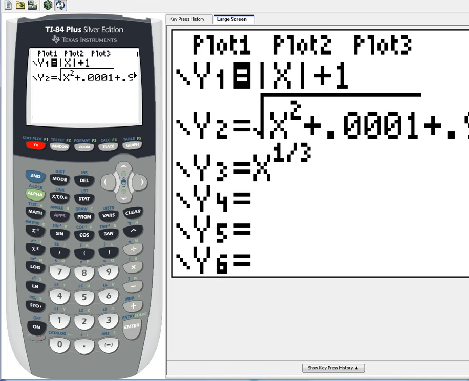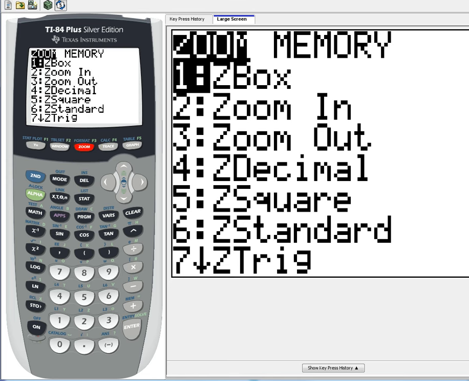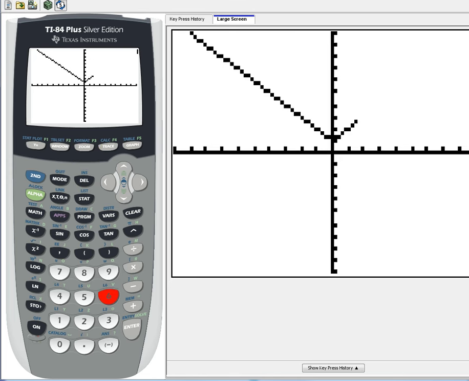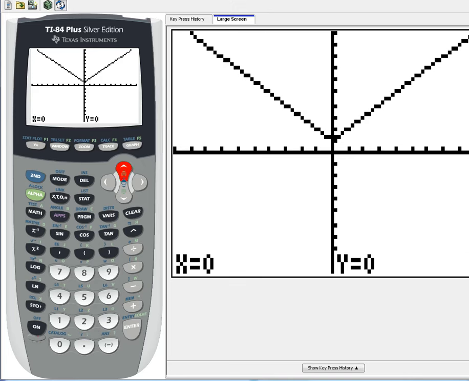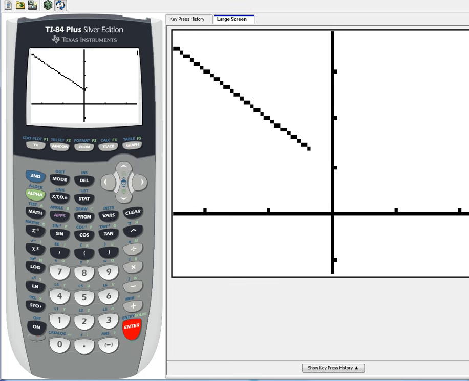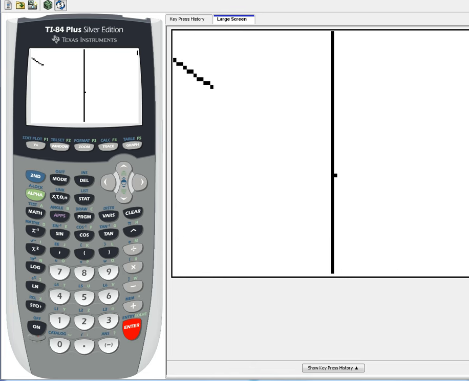I go back to y equals, turn this one off, and turn the other function on, the square root one. I push zoom 6, because I want to go back to the beginning. I want to see that this graph looks a lot like the absolute value graph that we just got done with. But I'm going to zoom in and see what happens. Zoom, 2. I'm going to do the same thing: move my cursor up to where I think 1 is and press enter. And I keep pressing enter.